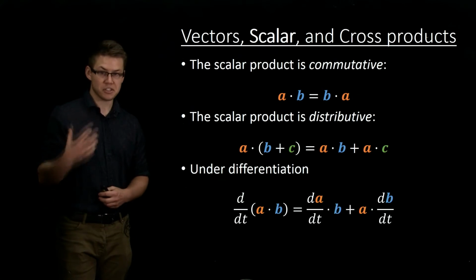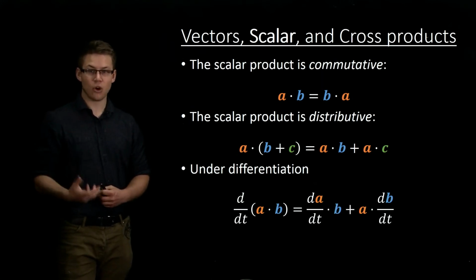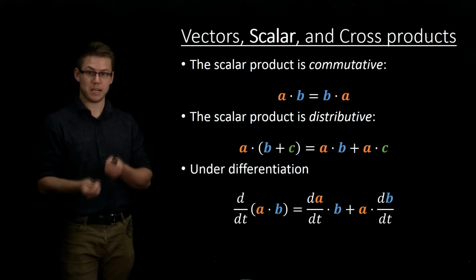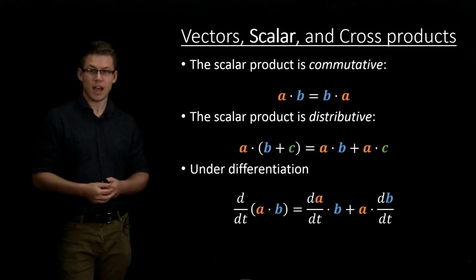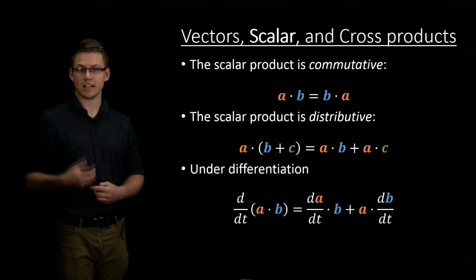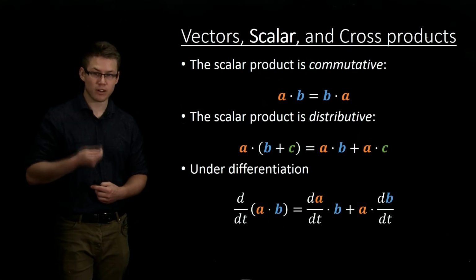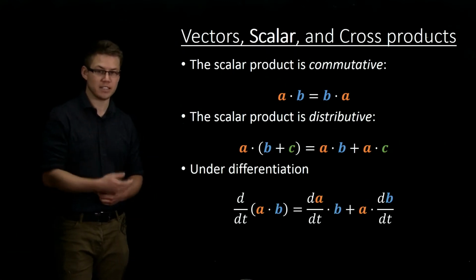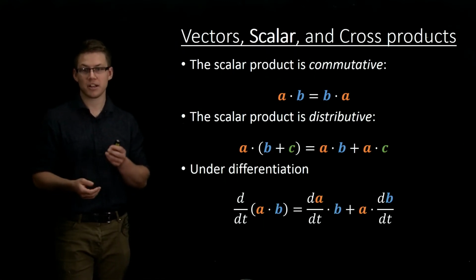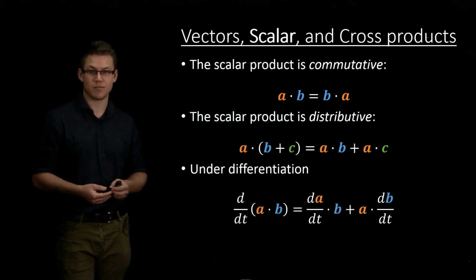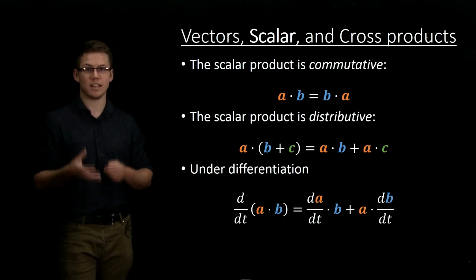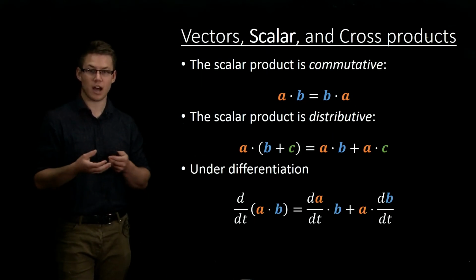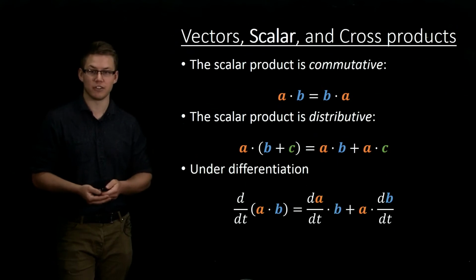It's also distributive. So this means that a dot the sum of two other vectors, b plus c, is equal to a dot b plus a dot c. And also, if we differentiate a scalar product, we end up with the derivative of one of the components, so dA/dt, for example, dot b plus a dot dB/dt. So the dA/dt here is a vector, and that's why you can take the scalar product with b, and similarly for the other term.